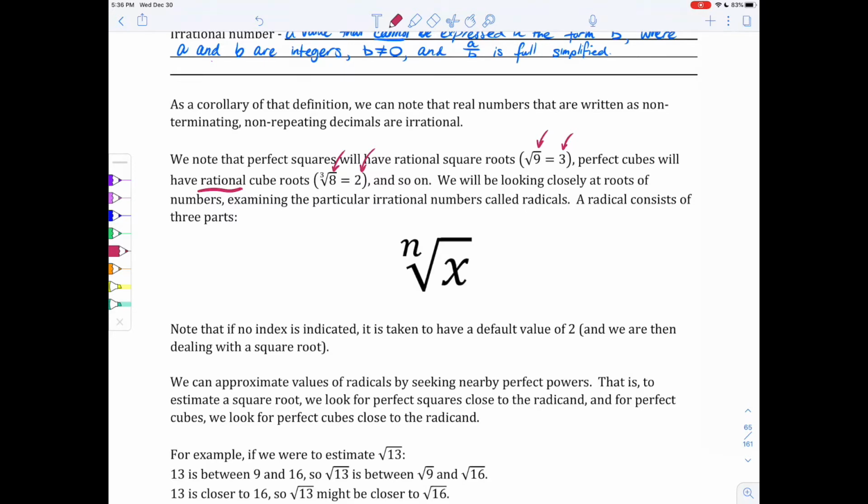What we're going to be doing is we're going to look at irrational numbers called radicals. So those radicals coming from numbers that weren't perfect squares or perfect cubes or perfect fourths or perfect fifths to begin with. When we're looking at a radical, it refers to this whole thing. And that consists of 3 different parts.